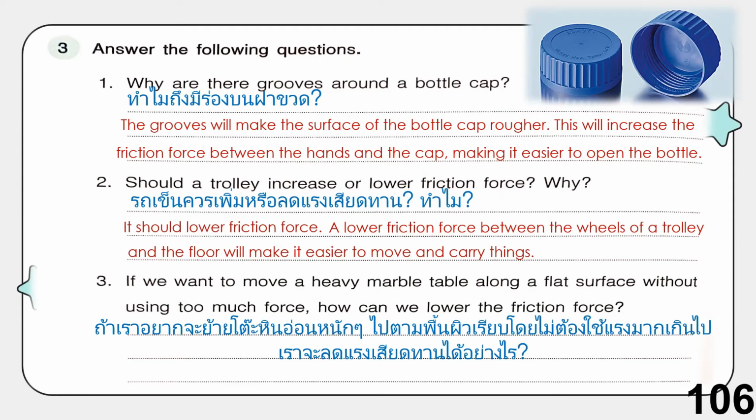If you're thinking of using a piece of cloth, that is also correct. We can use a piece of cloth to lower the friction force between the table and the floor. We can put the cloth under the legs of the table and slowly pull it. This will make the table move easily.